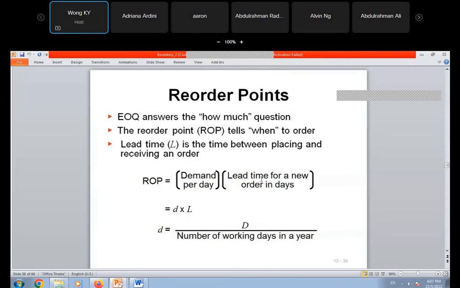And L here is the lead time. What is lead time? I think I've already explained before. Lead time is the time between placing an order and receiving an order. The time between when you place an order and when you receive the order. That time duration is the lead time. So if we multiply the demand rate with the lead time, we will get the reorder point.